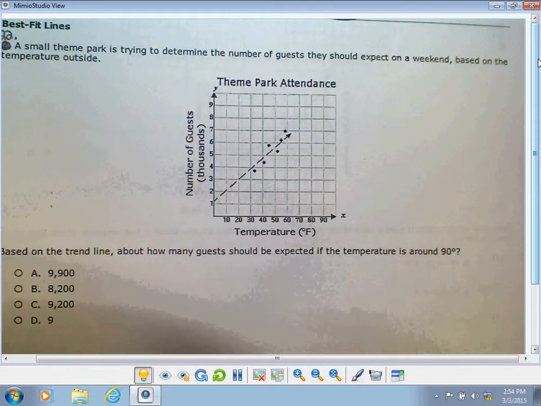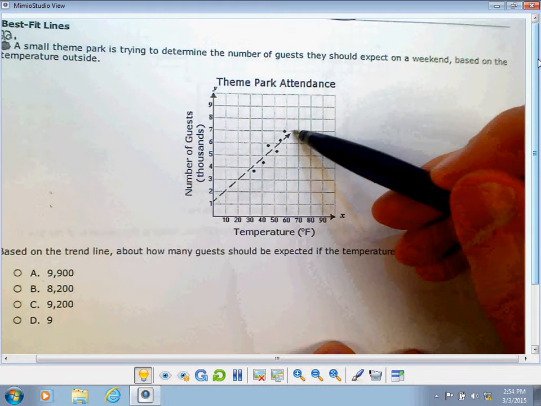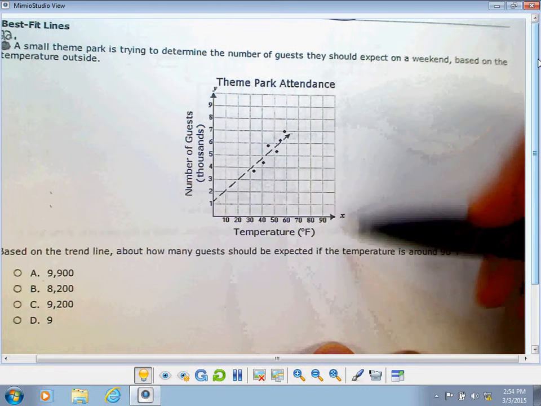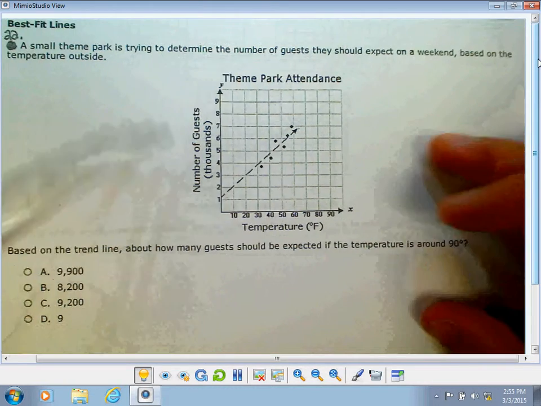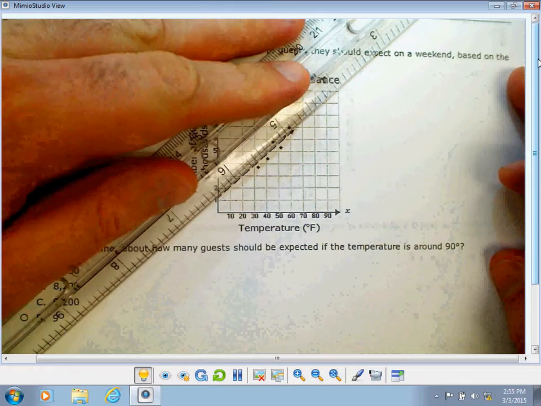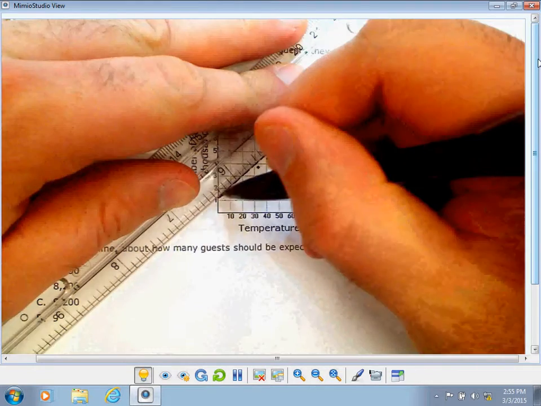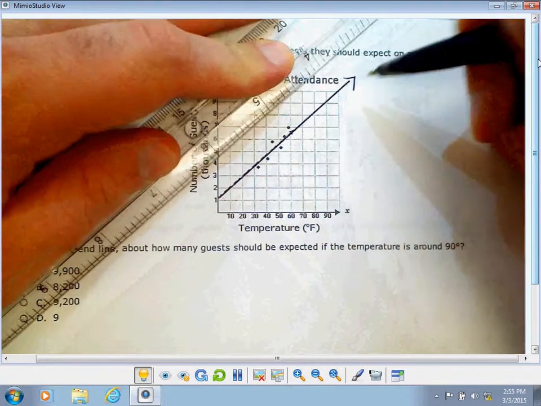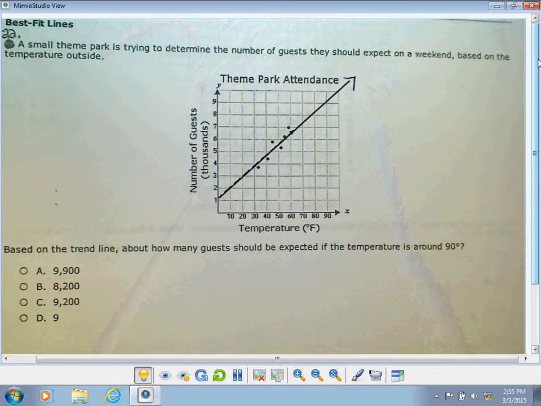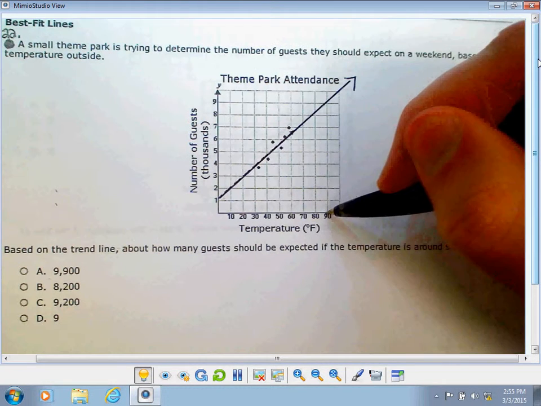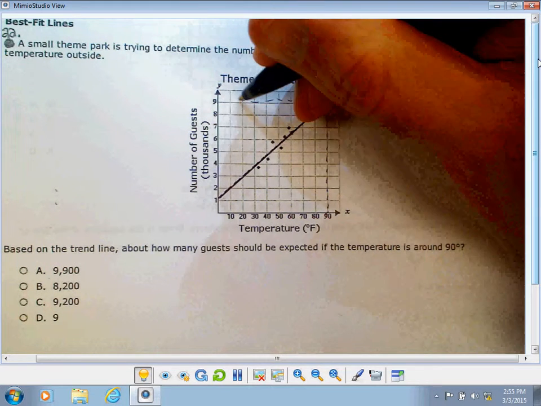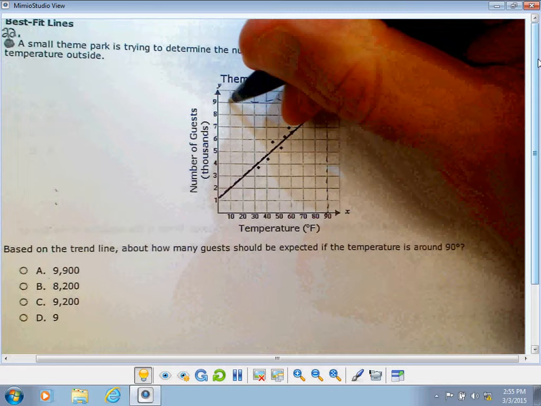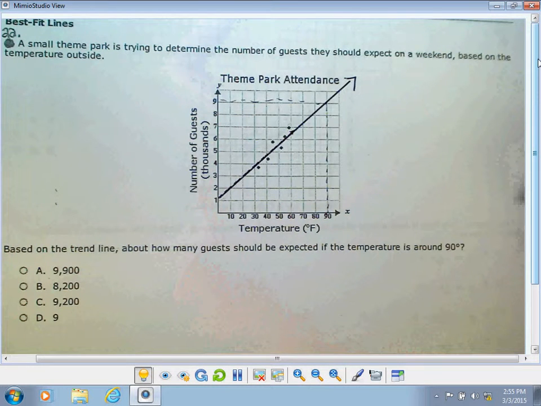You can see that the line they drew is right here, but they stopped it right there. The 90-degree temperature is over here. So if you want to know what it would be, just take a ruler or something nice and straight and trace over the best fit line and make it longer. There's your best fit line. So what is 90? If I go up from 90 and then I trace it over, if I had to guess what's the right number, it looks to me like 9,000, maybe just a little bit higher than that.